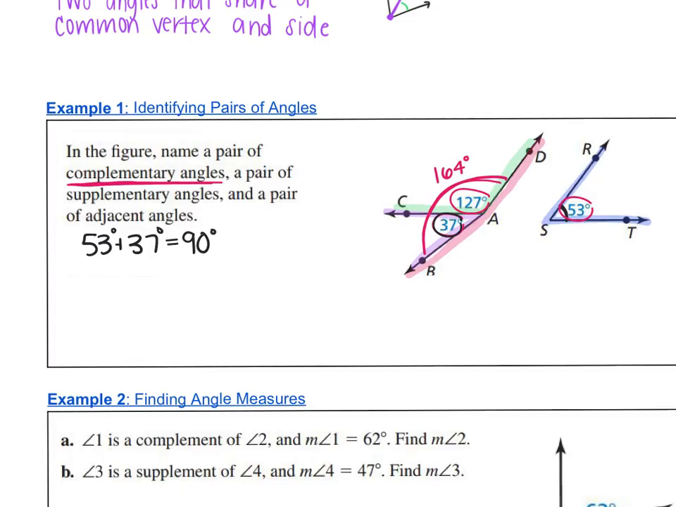So angle, I guess actually this should be a B. Sorry, I think it just got cut off. So let's change that to a B. So angle CAB. And my other angle on the other side, angle RST, are complementary. And that's how we would say it. 2 angles that add up to 90 are complementary.